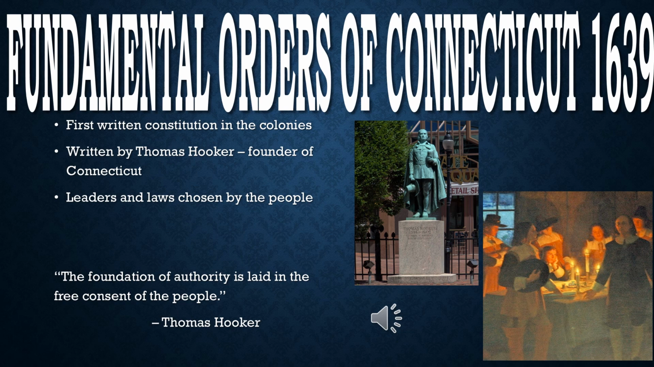In 1639, the Fundamental Orders of Connecticut is created. This is written by Thomas Hooker, who is the founder of Connecticut. It is our very first written constitution. It basically says leaders and laws are chosen by the people. So once again, we're seeing representative government come through as people are creating these colonies. And it kind of gives you an idea of what the expectation is going to be. We're getting away from monarchies. We're going more towards what the people want.